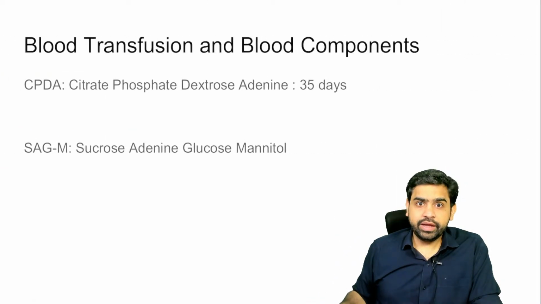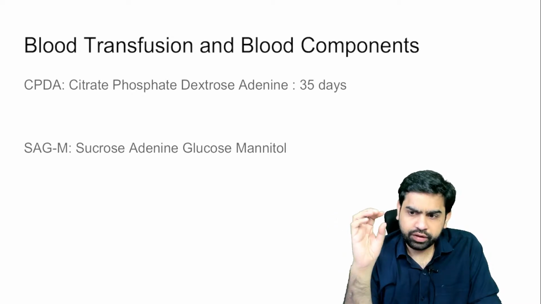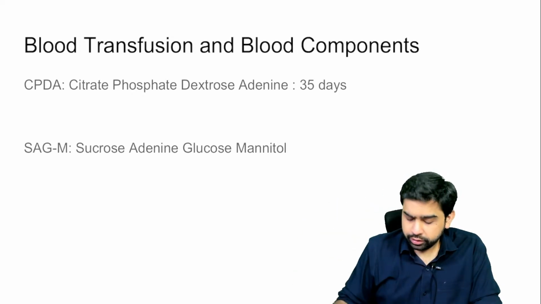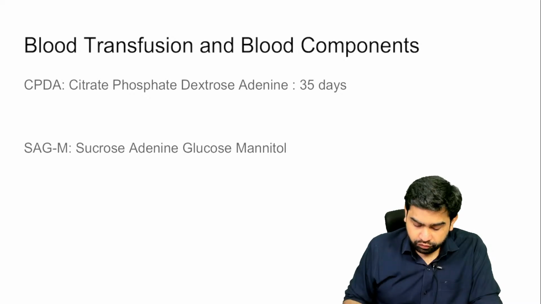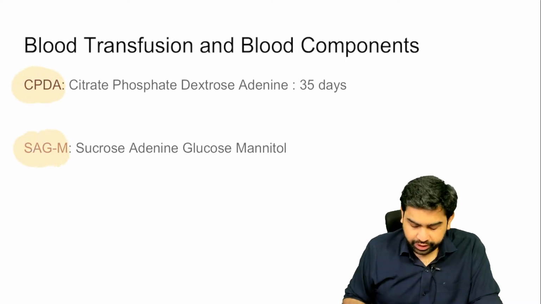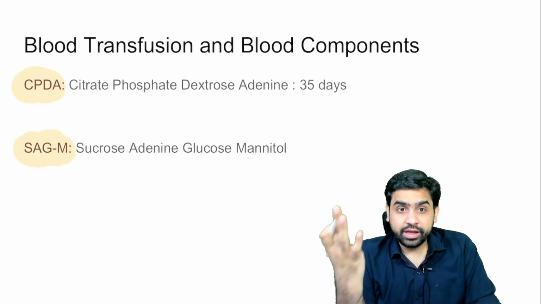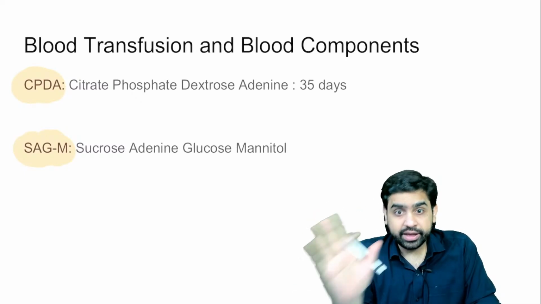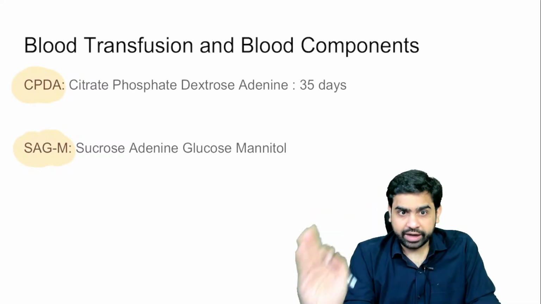Then we have blood transfusion. Blood transfusion is a very small topic, but a very important topic. In blood transfusion, the two things you need to understand are the full forms of CPDA and SAGM. What does CPDA stand for? Citrate, phosphate, dextrose, and adenine. So CPDA is citrate, phosphate, dextrose, adenine. SAGM.